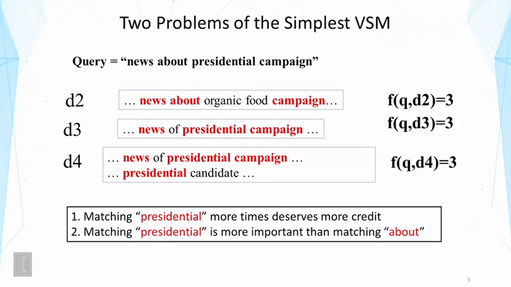So the problem here is that this function couldn't capture the following heuristics. First, we would like to give more credit to D4 because it matched presidential more times than D3. Second, intuitively matching presidential should be more important than matching about, because about is a very common word that occurs everywhere. It doesn't really carry that much content. So in this lecture, let's see how we can improve the model to solve these two problems.